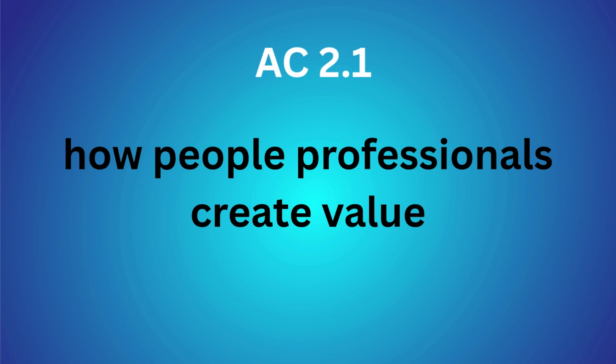AC 2.1. This asks how people professionals create value. Provide examples from across the employee lifecycle: recruitment, onboarding, training, performance, well-being, reward, and employee relations. Show how HR aligns people's strategy with business outcomes.